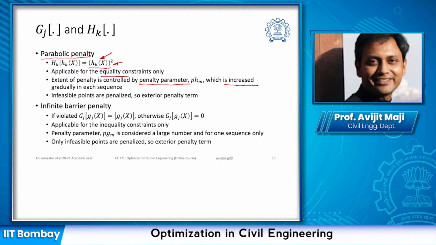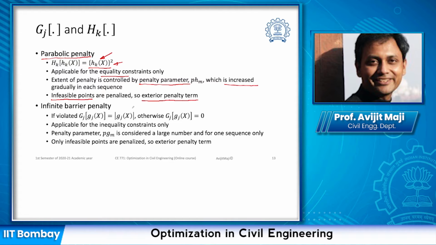And if you see the way the penalty function is operating, it is effective only in case of the infeasible points. It is not going to have any effect if the solution is feasible. So in this case, if the penalty is applicable for the infeasible point, we call it an exterior penalty term. So this is the only function we have for the equality constraint. The other functions we are going to discuss are related to the inequality constraint.